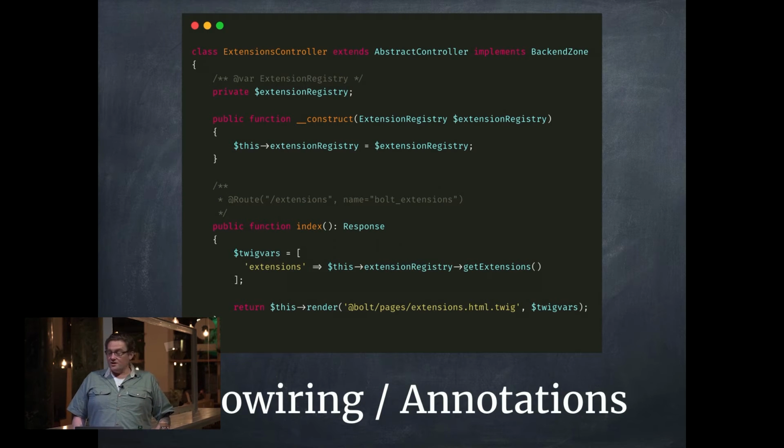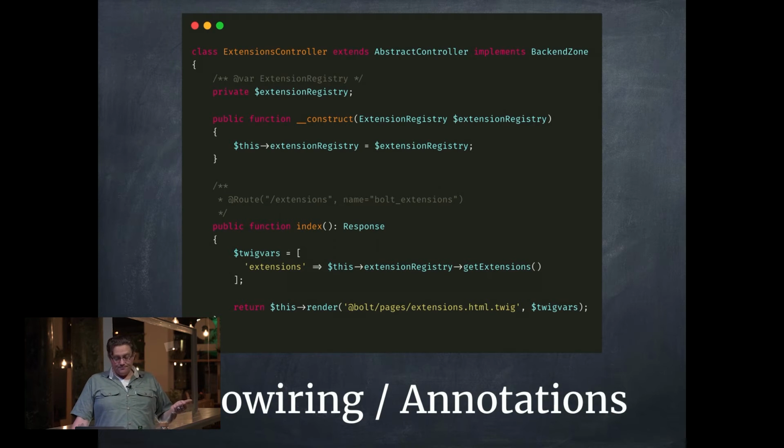Earlier I mentioned auto-wiring annotations and how much I've grown to like them over the time. Here you see an example of how we use them inside Bolt. This is basically the entirety of the controller class for the extension screen that I've just shown you. At the top we have the constructor, and it has the extension registry service auto-wired. I can just do this and store the extension registry and then use it later on.